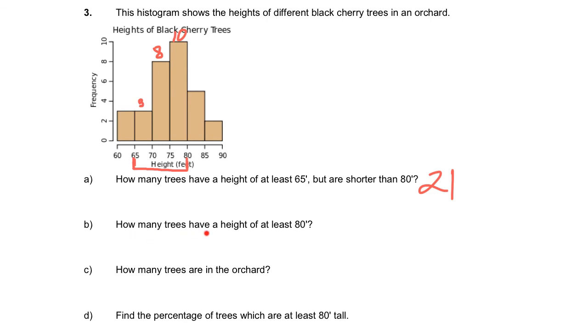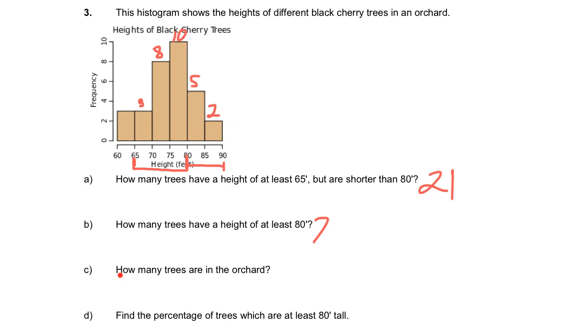The next question is how many trees have a height of at least 80 feet? So that would mean 80 feet or taller. So when I look at my histogram, well, here's 80 feet or more. I'm looking at this range over here. So I'm going to add up the frequencies for these two bars. So there's 5 trees between 80 and 85, and there's 2 trees between 85 and 90. So overall, there's 7 trees that are at least 80 feet tall.